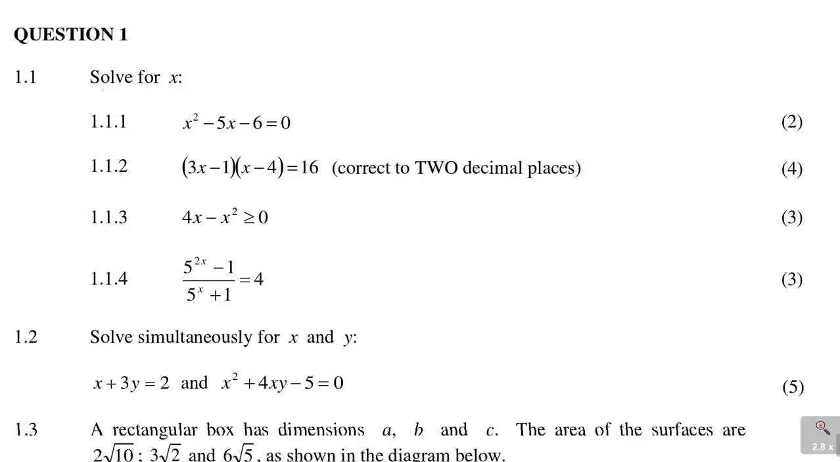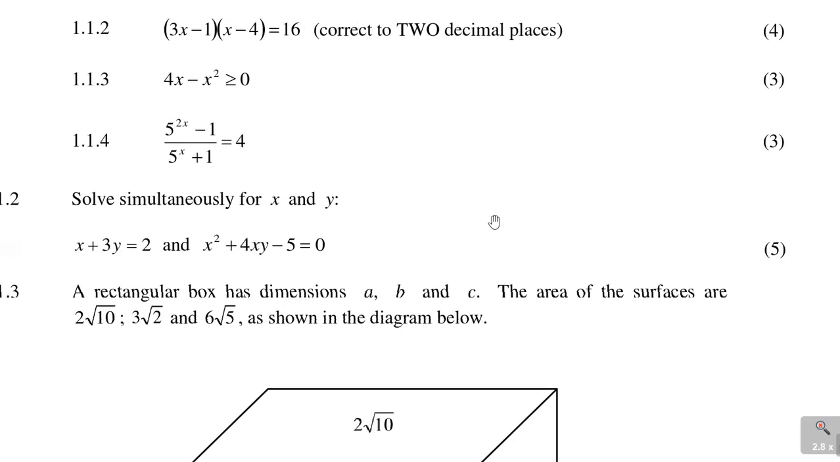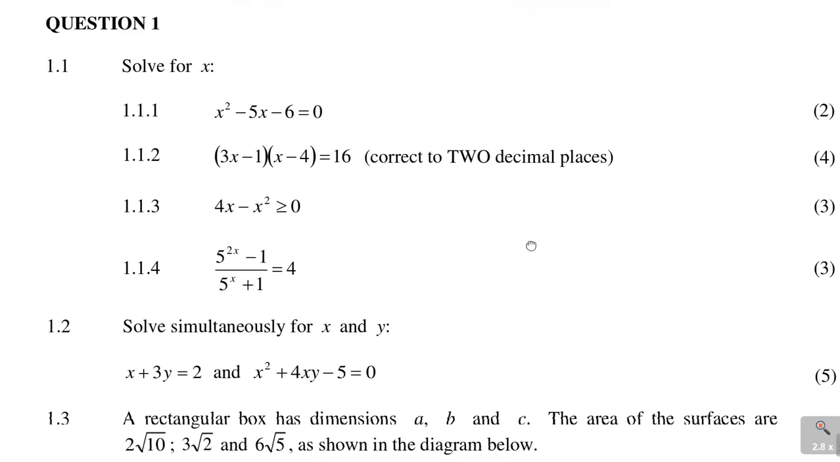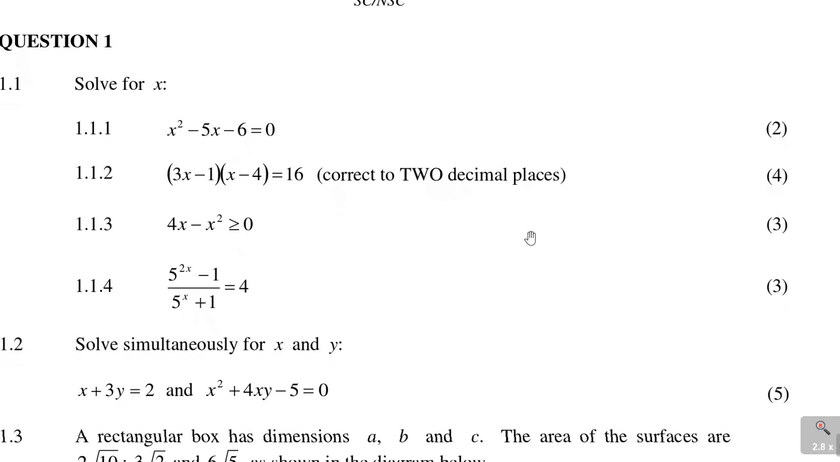Now the first question says solve for x. When you're solving for x, you can look at all these questions: question 1.1.1, 1.1.2, 1.1.3, 1.1.4, 1.2 and 1.3. It's more like you are just solving for x, and most of these are based on your grade 11 work. So what's the total mark allocation? This question is out of 22, which is very good for you to actually ace it.